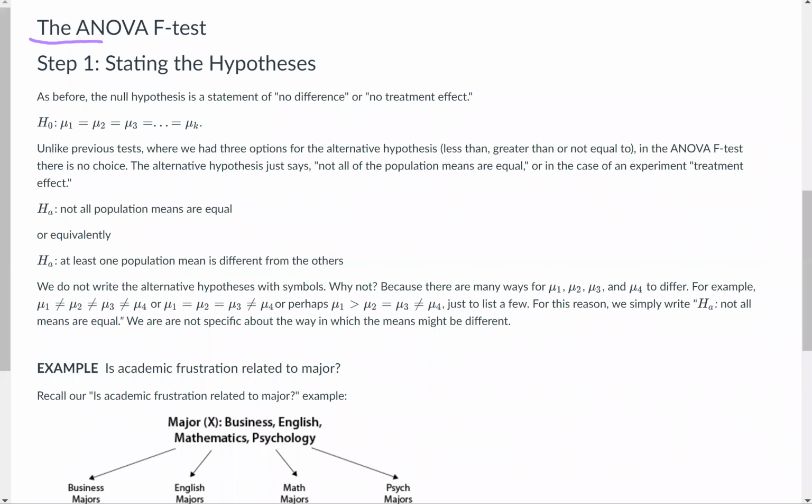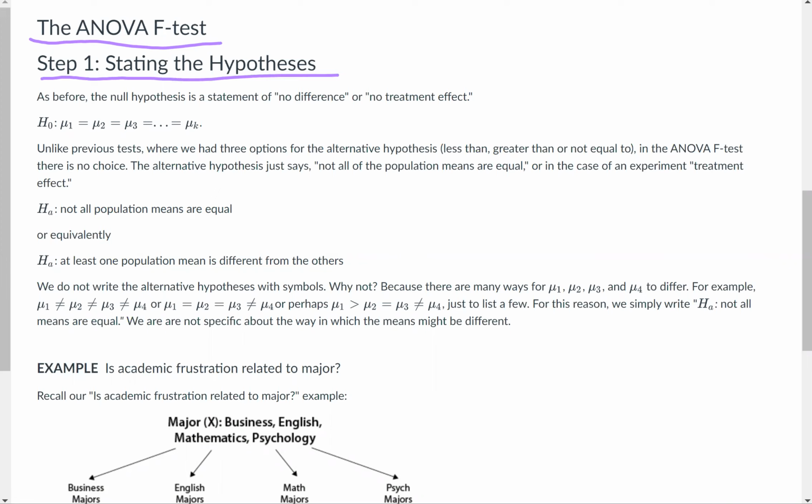Now we'll look specifically at the ANOVA-F test that was briefly mentioned on the previous page. On the previous page, we just said this is the name of the test that we will use, and these are two examples of when we would want to use it. But we don't know anything about it yet until this page and the coming pages. The first step is to state the hypotheses.